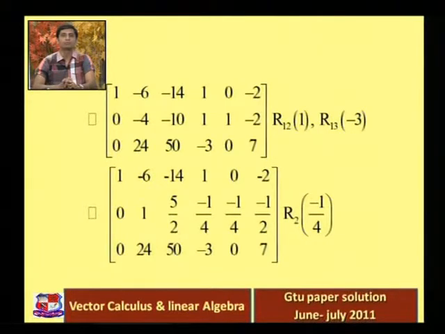Now what is our next process? In the second column we want to make that -6 into 0, and in the same column that 24 into 0, to become the identity matrix. So that is our next process. We multiply the second row by 6 and add into the first row, and multiply the second row by -24 and add into the third row. Okay, so here is the process.